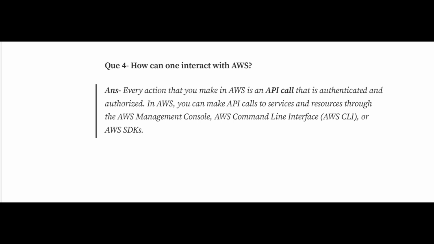Coming to our next question, that is question number 4. How can one interact with AWS? Every action that you make in AWS is an API call that is authenticated and authorized. In AWS, you can make API calls to services and resources through the AWS Management Console, the AWS Command Line, or what you call CLI, or you can make use of AWS SDKs, that is software development kits.